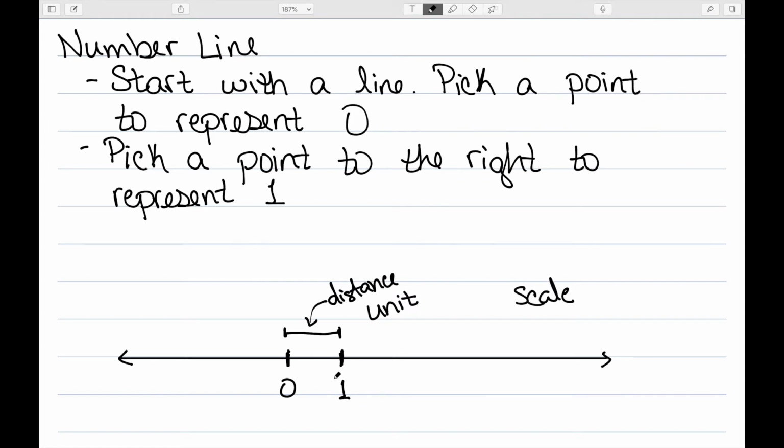From there, every counting number is represented by a point on the number line located that many units to the right of 0. So for instance, 2 would be 2 units to the right. 3 would then be 3 units to the right. 4 is 4 units, etc. So the main thing is the distance between 0 and 1 is the same as the distance between 1 and 2, which is the same as the distance between 2 and 3, etc.